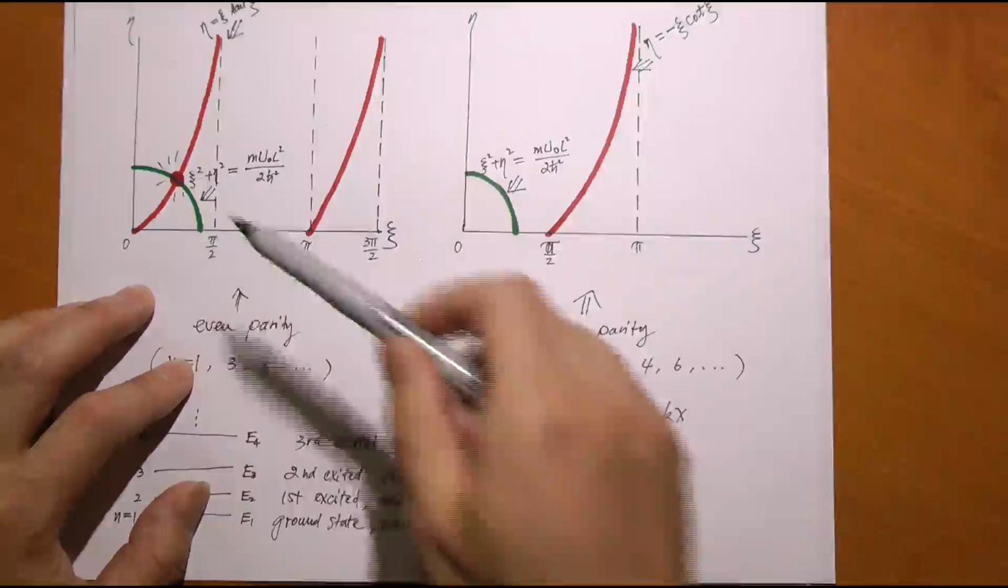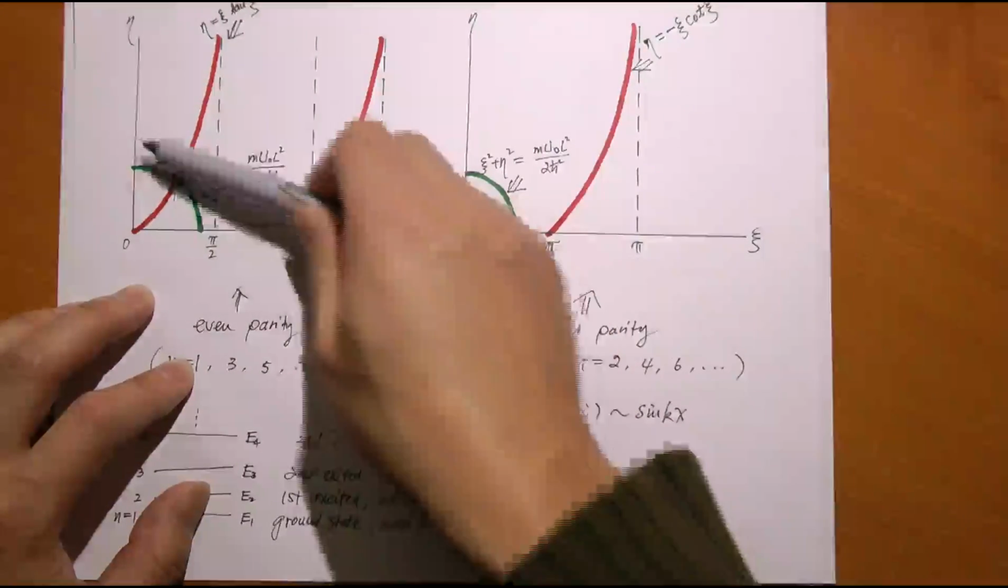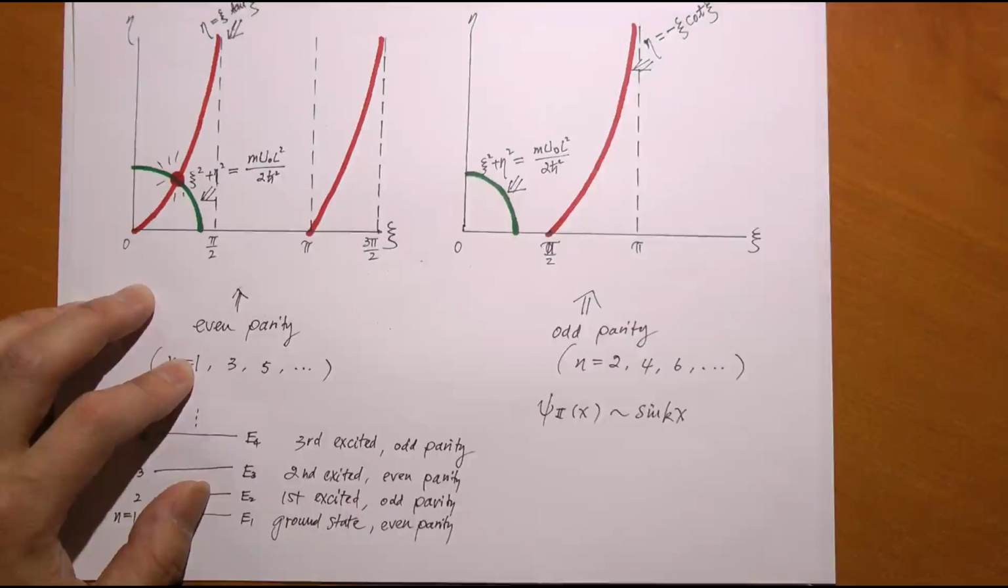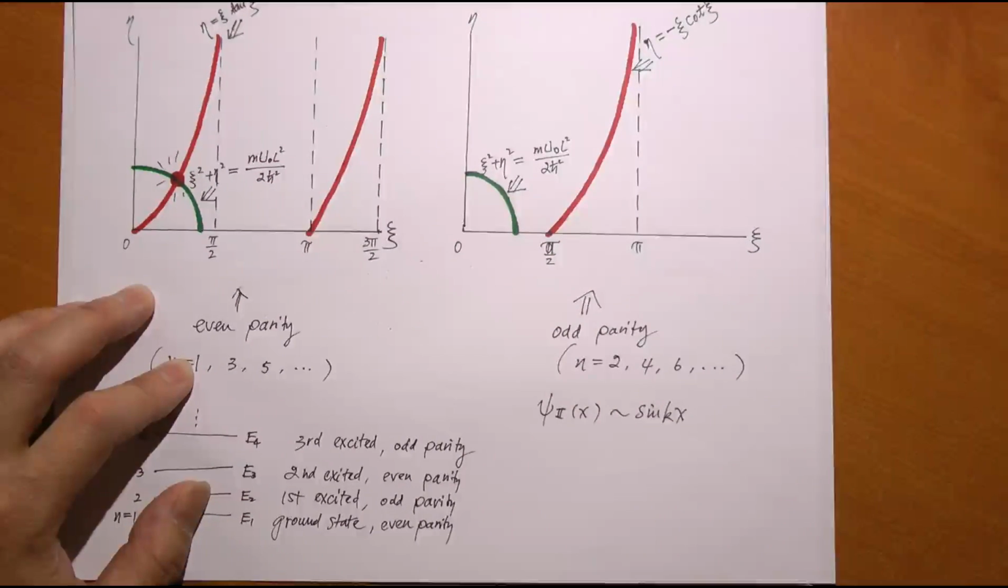Now, as U0 increases, the size of this green circle will increase. At some point, it will be large enough so that it crosses not only the first branch, it actually crosses the second branch as well.